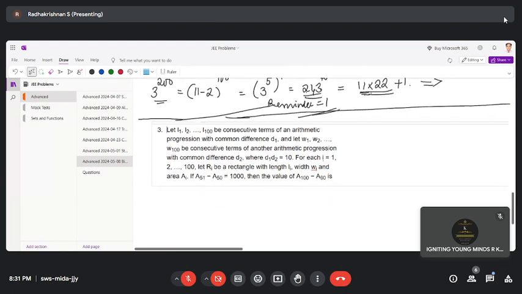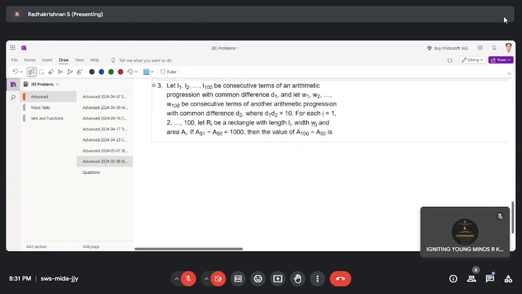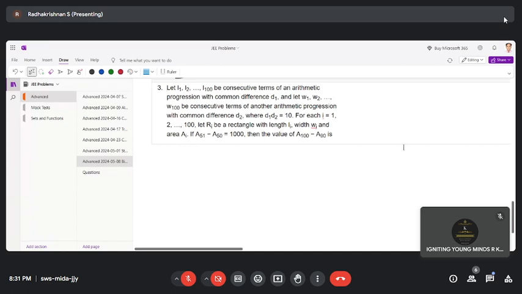This is our third problem of the day. This is from sequences and series. Okay, this is an arithmetic series only. Okay, கொஞ்சம் tough இருக்கு.